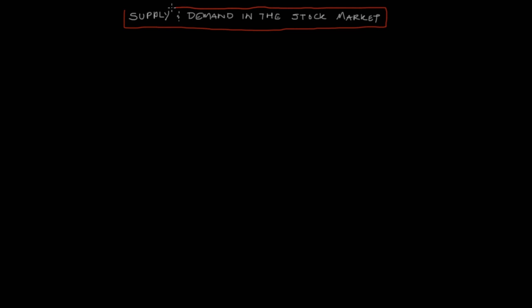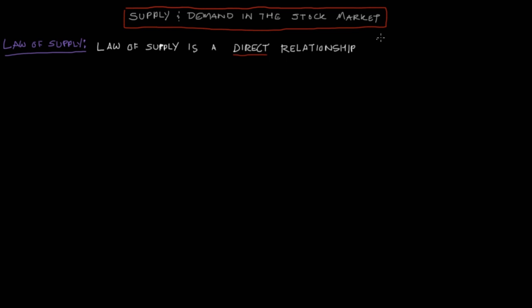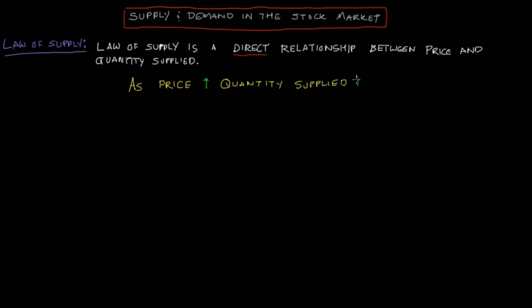Now, the law of supply is the exact opposite of the law of demand. The law of demand was an inverse relationship between price and quantity demanded, but the law of supply states that there is a direct relationship between price and quantity supplied. Inverse simply means that when one goes up, the other goes down, or when one goes down, the other variable goes up. But with our direct relationship, this implies that as the price increases, so too does quantity supplied. Or when prices decline, quantity supplied will also decline.